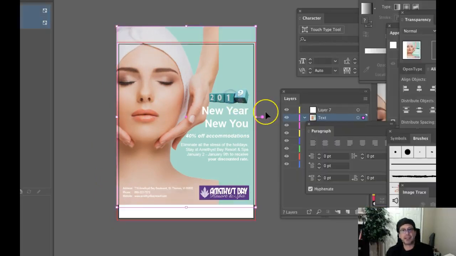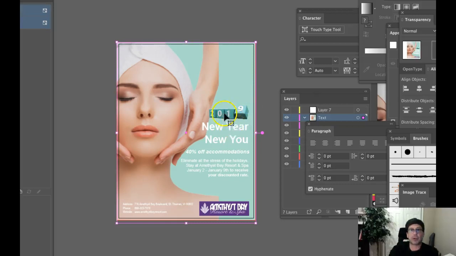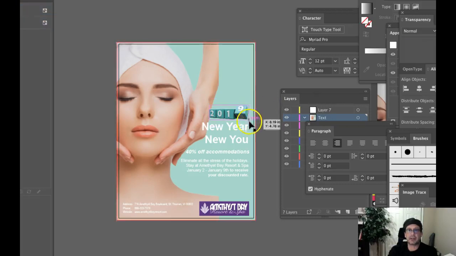You could even try to work with this, maybe even bring the type up in the composition a little bit. But I just think this is a great place for the type. Look at that right margin. Look how clean that right margin is now that that's all right aligned up against that right margin, leading right down to, you guessed it, the logo.